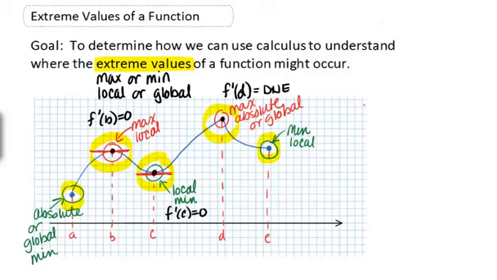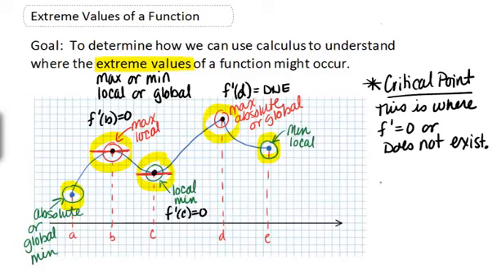And these are called critical points. So this is a really important vocabulary word, critical point. A critical point is where the first derivative equals 0 or does not exist. And these are the possible places where a max or min could occur.